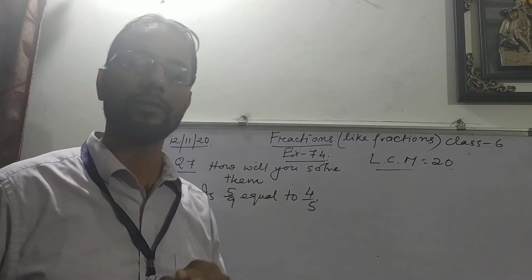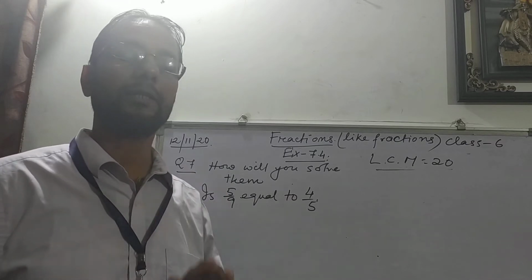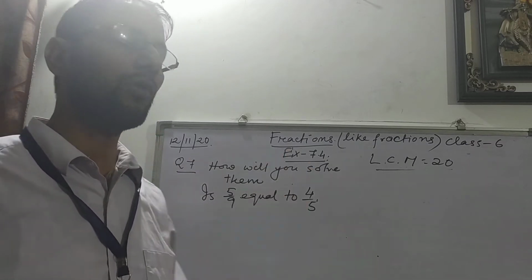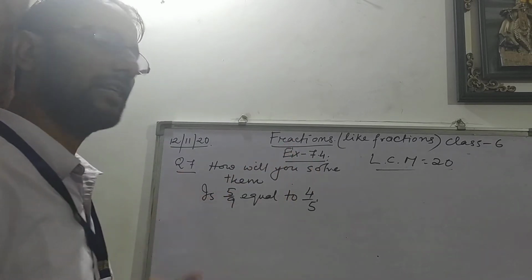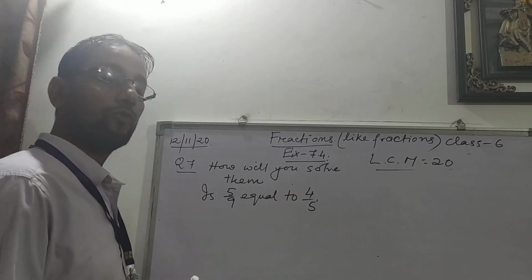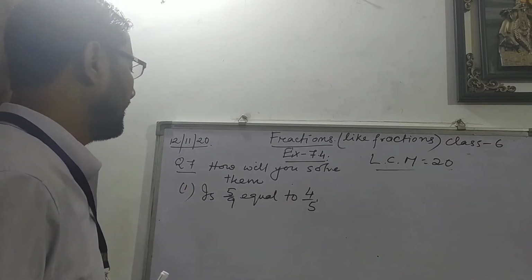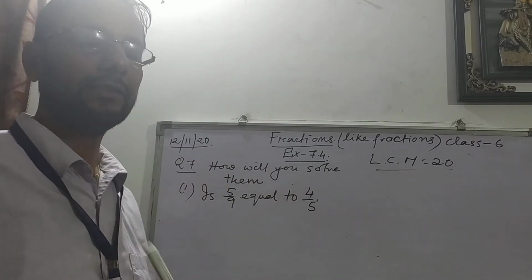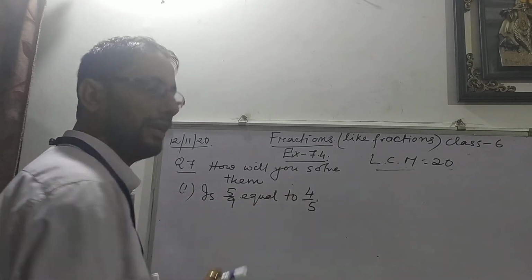In the previous class, we have already discussed such types of questions, but I didn't discuss from the textbook. That's why I have taken one sum from the textbook: Exercise 7.4, question number 7, Roman 1. So now students, is 5 by 9 equal to 4 by 5? There are two methods I will show you. First, we can convert them into like fractions.